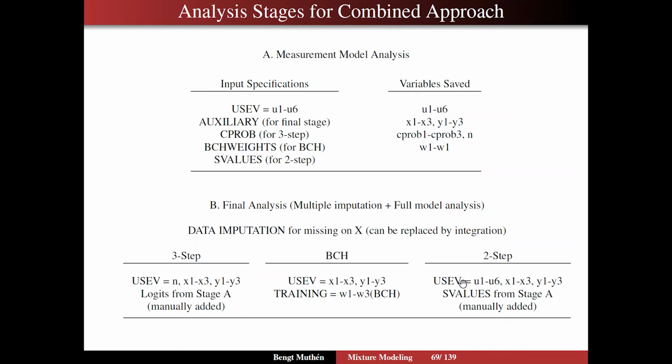For two-step, the use variable list is still different. You have to mention the latent class indicator variables in addition to the x's and y's, because they are given S values from stage A, manually added again. So for three-step and two-step, as usual, we have to manually add things for the last step. BCH is a little simpler. You don't have to add anything manually. All you have to do is type this. So BCH can be preferable from that point of view, although it has its shortcomings as well, as we will see. So there are pros and cons for all three methods.